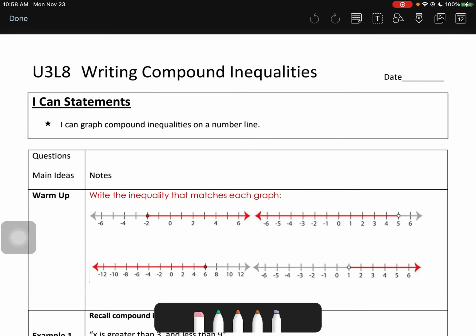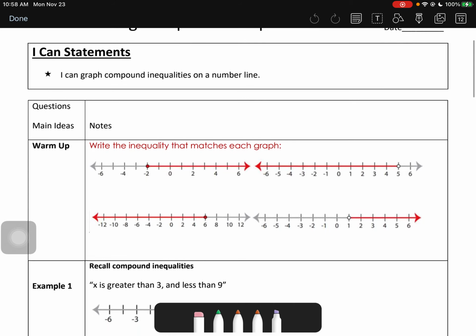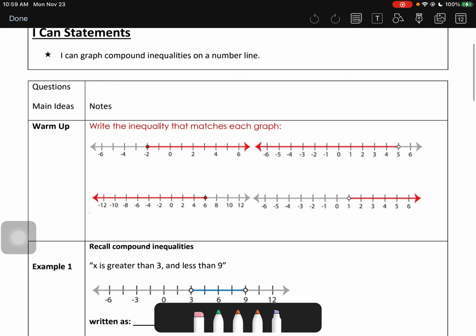In this lesson, we are going to be working on writing compound inequalities. So as our warm-up, let us write the inequality for the graph. So let's take a look at the first one as an example.